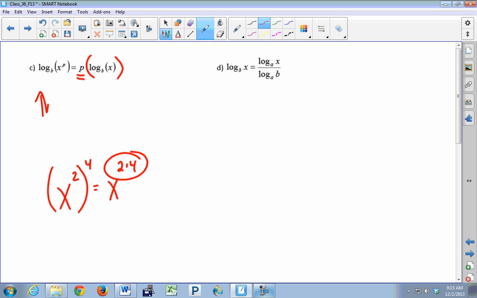This is the most useful log property that you're going to be working on once we hit applications. It's the most useful one. So that's the one we'll be using over and over again.